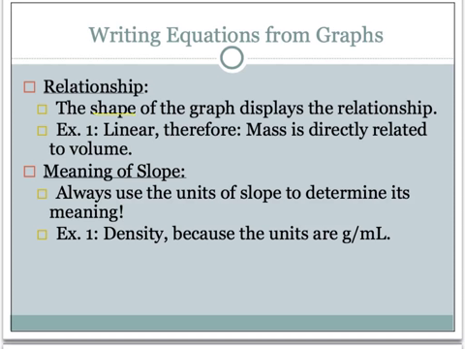For the slope, you always look at the units of slope in order to determine its meaning. So in this case, if we look at the units of slope, the units are grams per milliliter. Our experience tells us that that's a unit for density. So that tells you that the slope, in this case, actually means density.